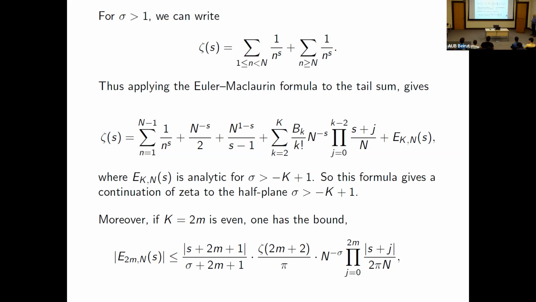And so this formula, even though we started assuming sigma is greater than 1, actually provides a continuation of zeta to this half plane for sigma greater than minus k plus 1. So you can apply it on the critical line, for example. Okay, and you go through the estimates on the previous slide, you can prove that the remainder term here, assuming k is equal to 2m, so it's even, satisfies this complicated expression.